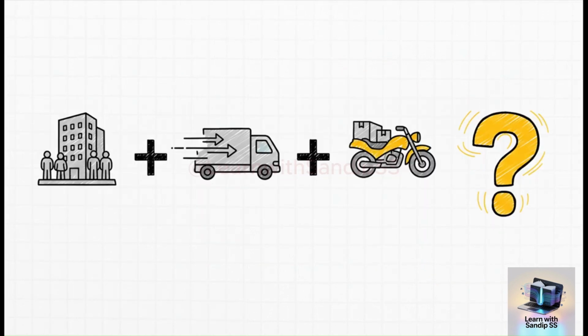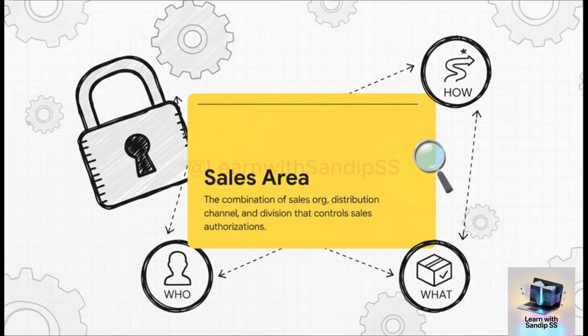So, what do you think happens when you take that sales organization, the who, and you combine it with the distribution channel, the how, and then you add in the division, the what? What do you get? You get a sales area. And this is the absolute key takeaway here. A sales area is that unique, specific combination that allows a sales transaction to even happen in SAP. It connects the who, the how, and the what, and basically says, yep, a sale is allowed in this exact context.